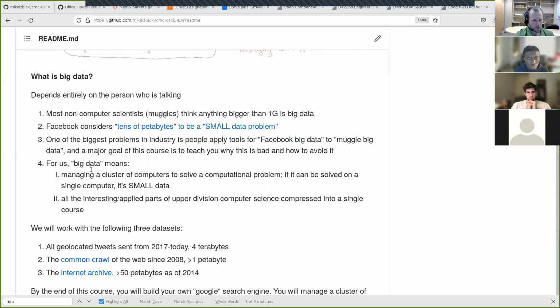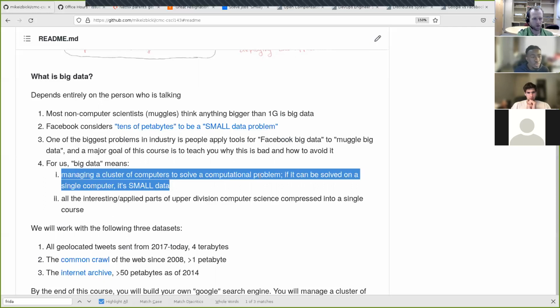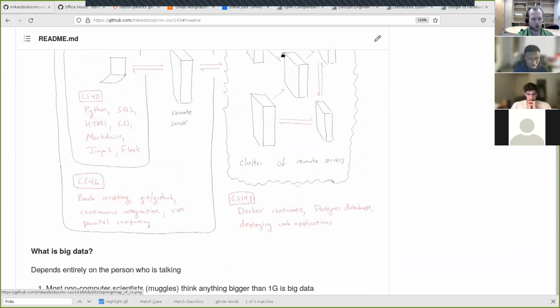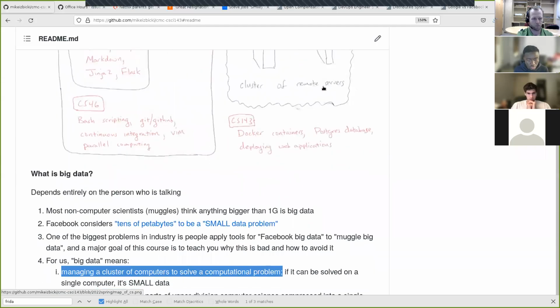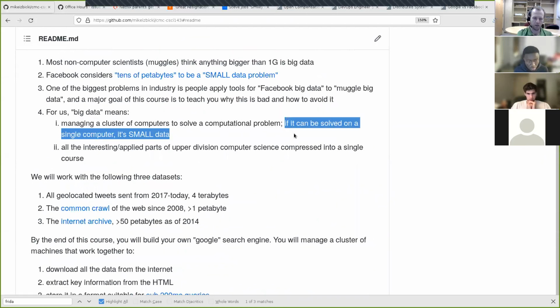So again, for us, big data, I guess maybe more concretely, how are we going to solve problems of this size? Again, we'll be managing a cluster of computers to solve a computational problem. So this sort of army of computers to solve a problem. And for our purposes, if it can be solved on a single computer, then it's small data. It's something that you covered in data structures, and we'll review those concepts a little bit, but we're really focusing on this cluster of computers concept.